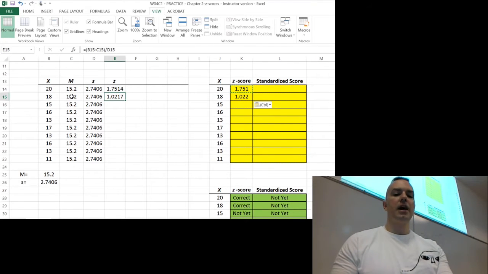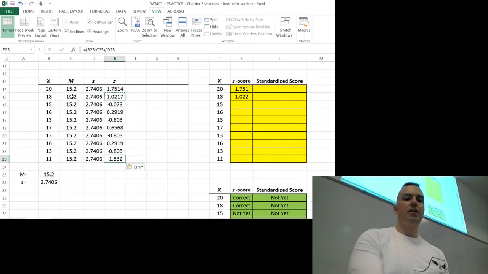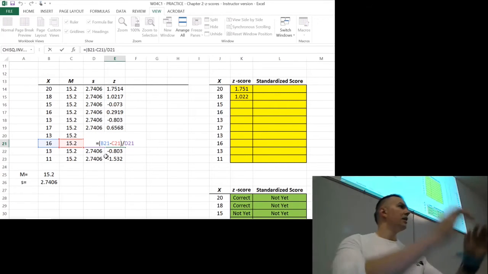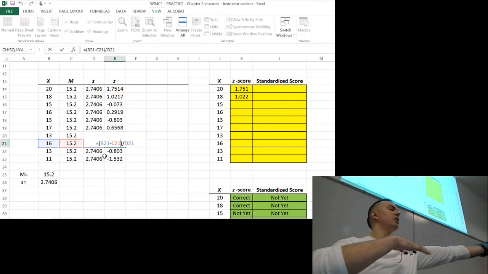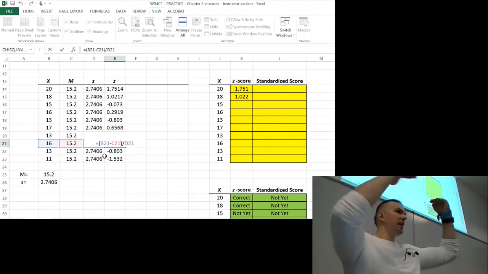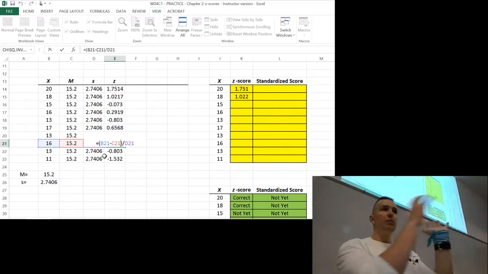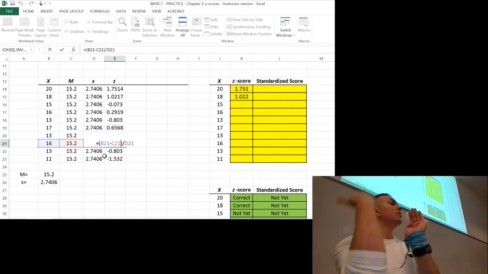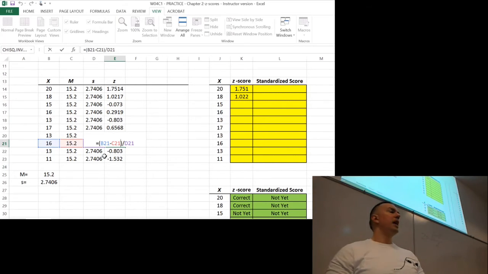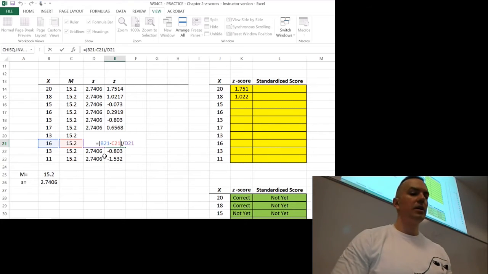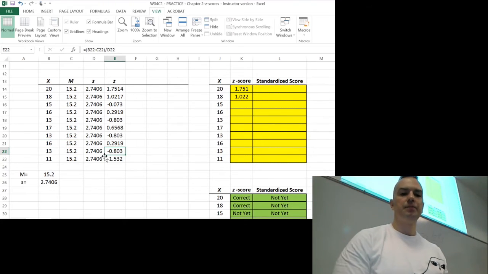Now you can take that and you can copy that formula and you can paste it all the way down. And you can see that it is continually accessing the correct information because we have it in every single row. We have it in the same position for every single raw score. That's what allows us to do this copy and paste.